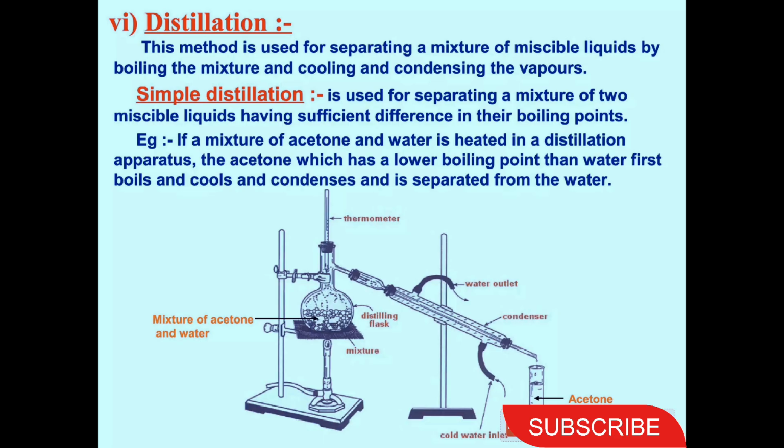So here, if a mixture of acetone and water is heated in a distillation apparatus, the acetone, which has a lower boiling point than water, first boils, cools, condenses and is separated from the water. So acetone and water we are heating. Acetone has a lower boiling point compared to water. So first acetone will evaporate, and along the delivery tube it will be cooled and collected in another vessel. In this manner we can separate acetone from water. Now the fractional distillation method.